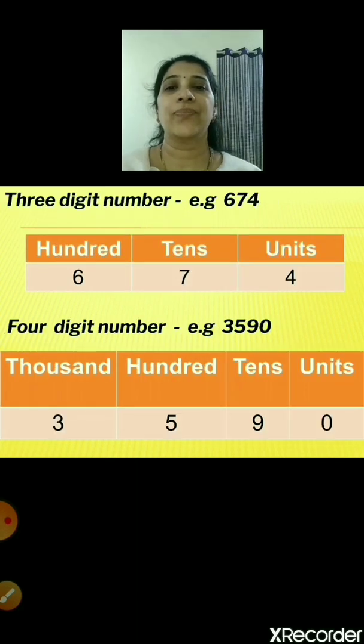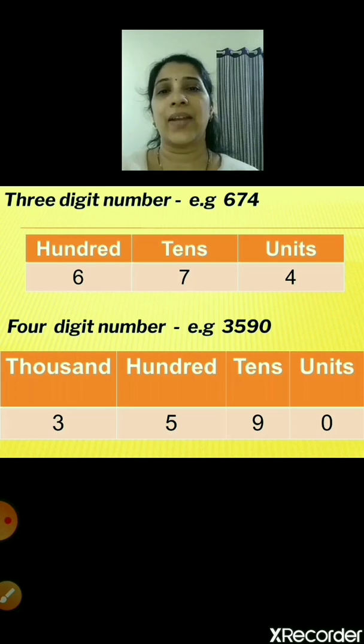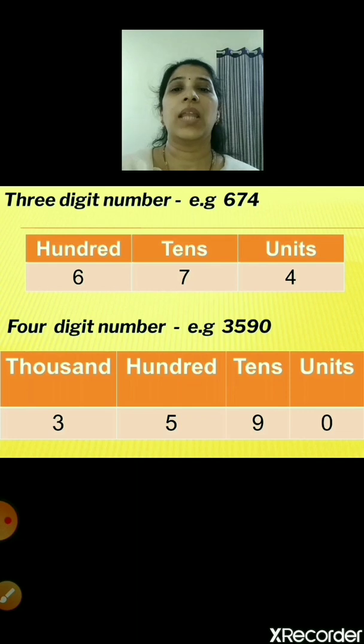Let's move to the 3 digit number. I have taken here the example as 674. As I told you, from the right: units, tens and hundreds. So 4 will come in the units place, 7 will come in the tens place, and 6 will come in the hundreds place. So you will read it as 674.